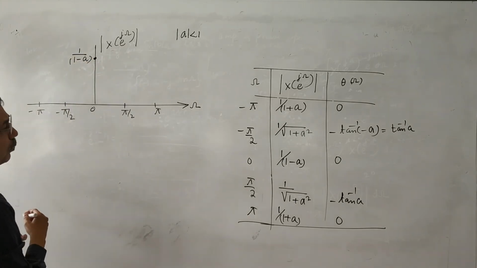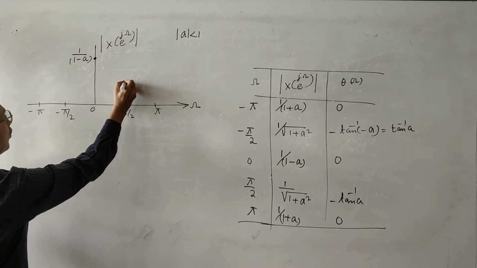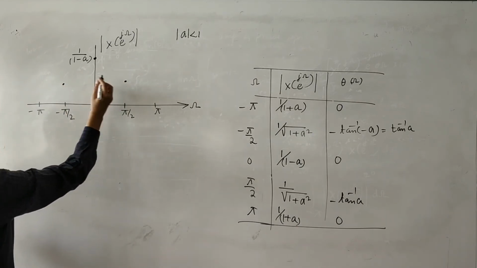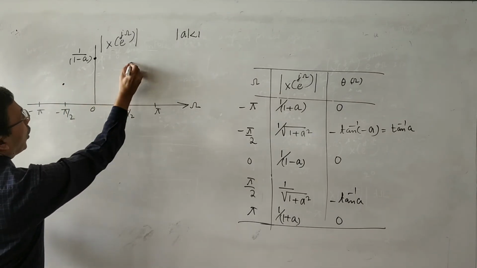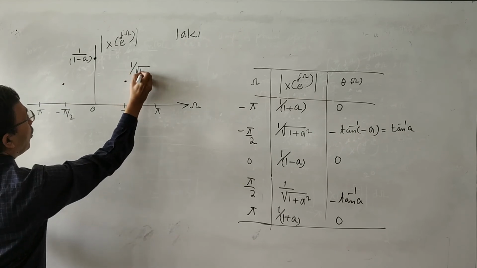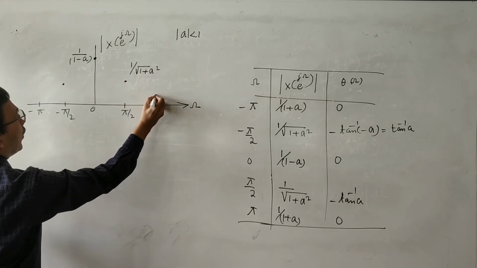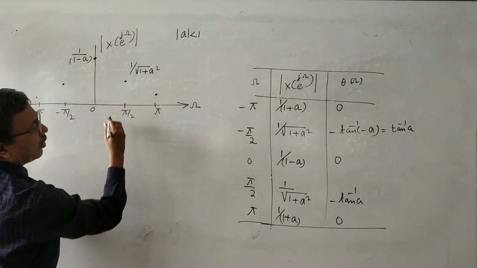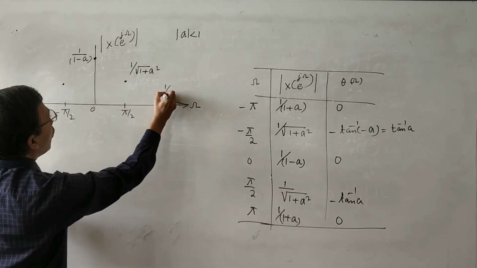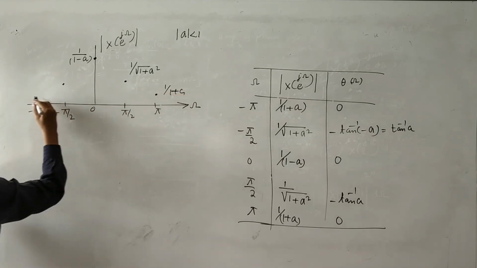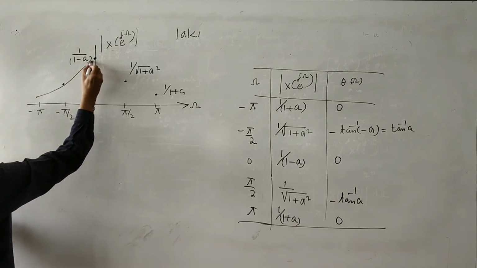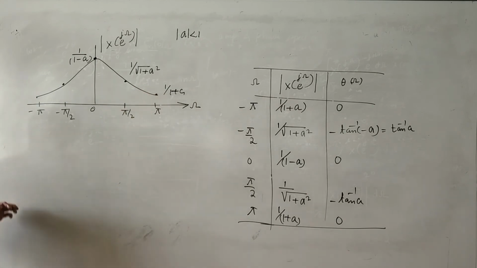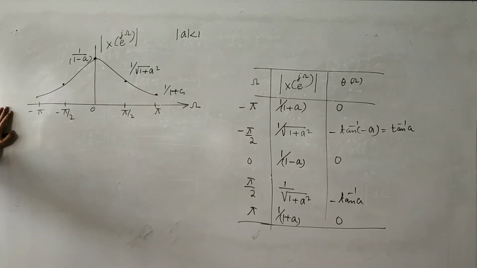When omega is plus pi by 2 and minus pi by 2, the values are what? 1 over root of 1 plus a square. When it is pi and minus pi, what is the value? 1 over 1 plus a. All these points are drawn by a smooth graph, and the resulting curve is called the amplitude spectrum.